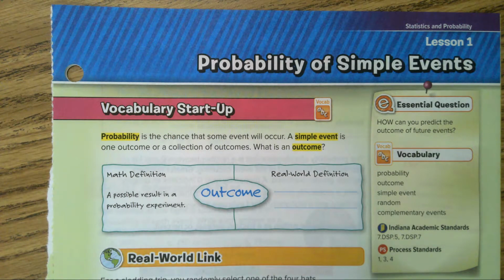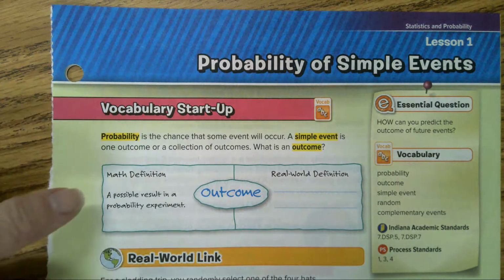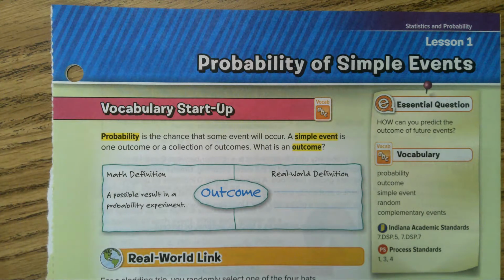Now, what is an outcome? So here we have the math definition: an outcome is a possible result in a probability experiment. A real world definition, this is sort of where you would put it in your own terms. Something that you could say would be the way that something turns out. Maybe you would use something different, but I'm going to write down the way that something turns out.